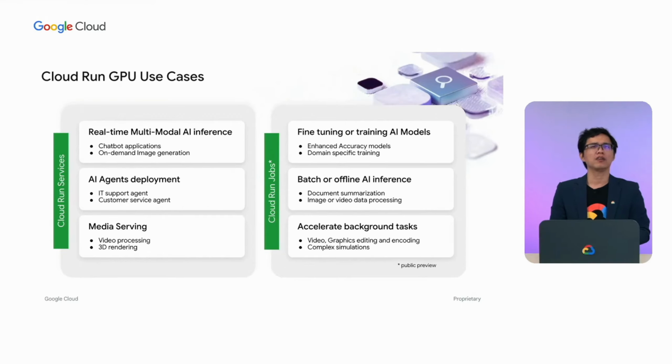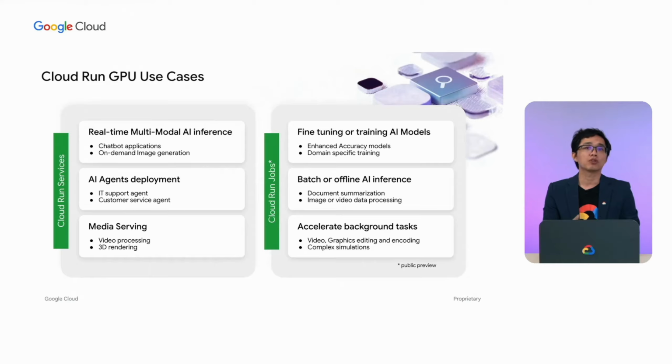So, given Cloud Run with the GPU support, this actually opened the possibility for you to build and run a variety of AI applications. Let's explore popular use cases that our customers are building. First is real-time multimodal inference. So for example, imagine you want to run a chatbot application for your end users, but at the same time, they want to generate images using text prompts. So your chatbot should be able to support both text and image generation.